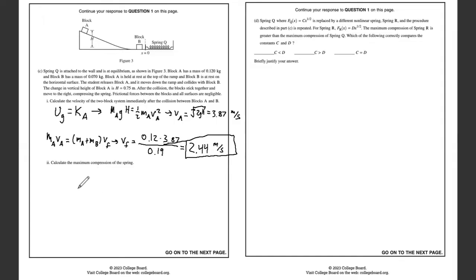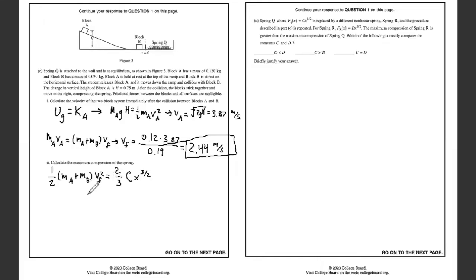Perfect. Now we have to calculate the maximum compression of the spring. How do we do that? Well, we know that after the collision, energy is conserved. So what I can say is that we have kinetic energy after the collision, right? 1/2 (MA plus MB) times the velocity we just computed squared. And that has to equal, because this is spring Q, it's not going to be 1/2 kx squared. It's going to be 2/3 cx to the 3/2 power. And we're trying to find x, of course, right?